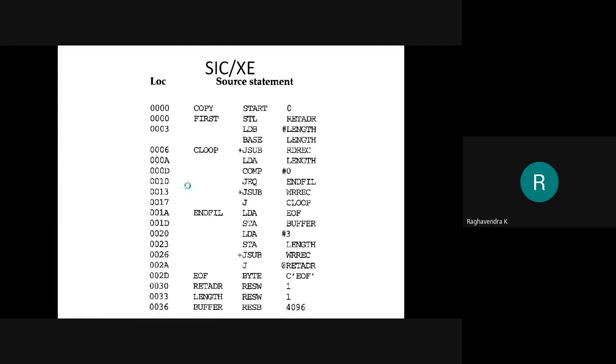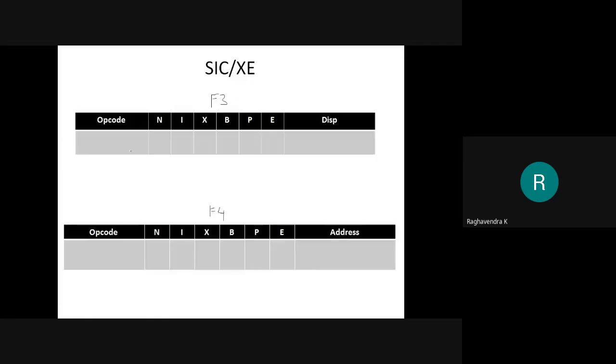So what type of instruction is it? This is a format 3 instruction, but it is using an immediate addressing mode. 28 is the opcode. So 28 means what? 0010, this is for 2. 8 is 1000, right? So we write 1000. But of course we know that it's using an immediate addressing mode, so I have to change this value to 1.